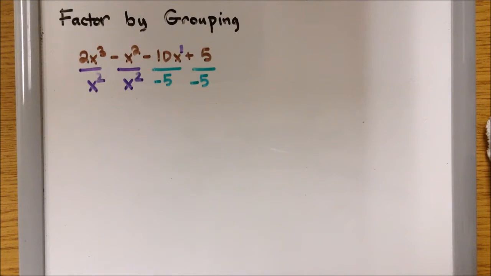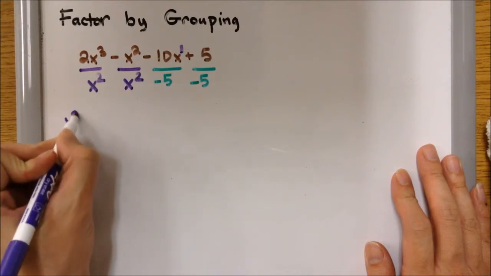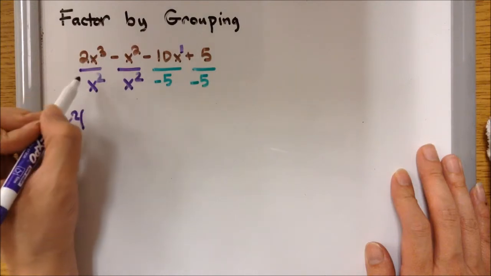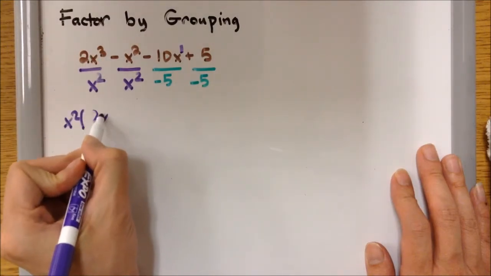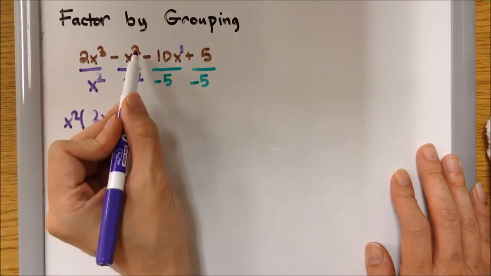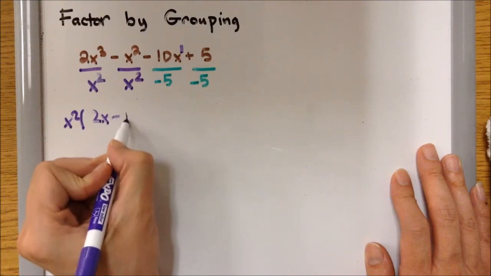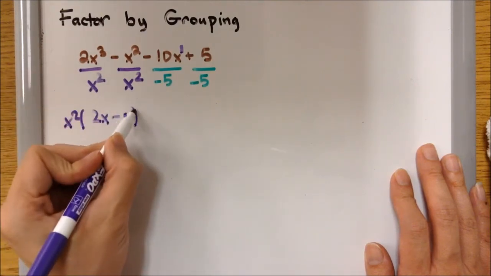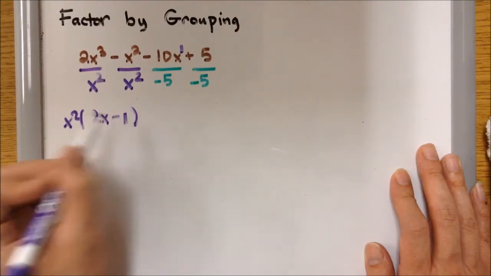Alright, so let's take a look. When we're factoring out, it doesn't disappear, it doesn't go away, it's just going to be outside the parenthesis. So x squared: when I divide 2x to the third by x squared, it just becomes 2x. Negative x squared divided by x squared simply becomes negative 1. So you see how I have the x squared on the outside, parenthesis 2x minus 1.